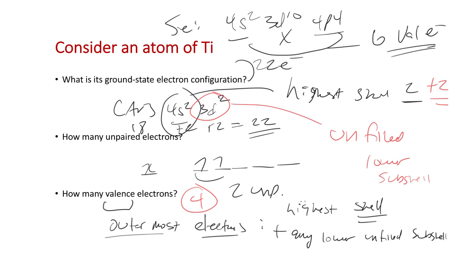So the 4s2, the 4p4, the highest shell. So notice we're counting the highest shell, not subshell. So the highest shell plus anything in a lower unfilled subshell. If you go back to manganese, manganese was a 4s2, 3d5. That would have 7 valence electrons.